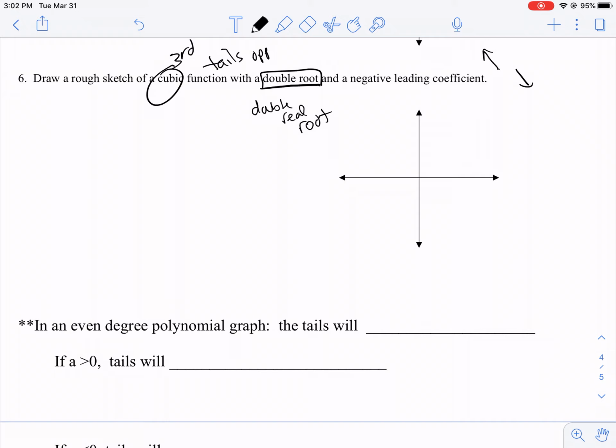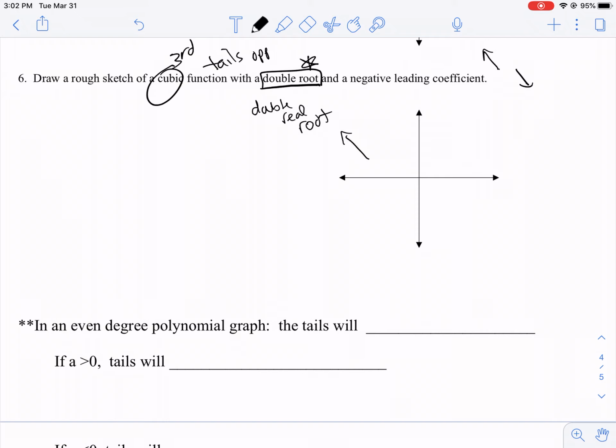That 1 root cannot be imaginary because imaginary roots always come in pairs. So if they want a cubic function with a double root, they're going to be getting another real root. Otherwise, this problem's impossible. Okay? So this is the only part they cared about. Your 3rd root has to be real. You cannot have it imaginary.